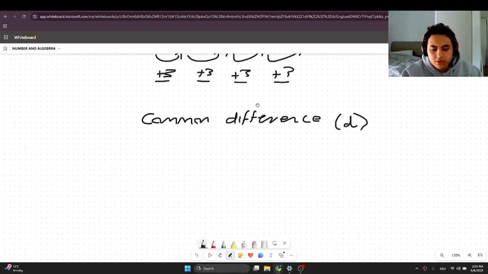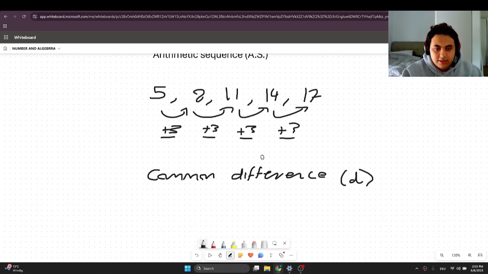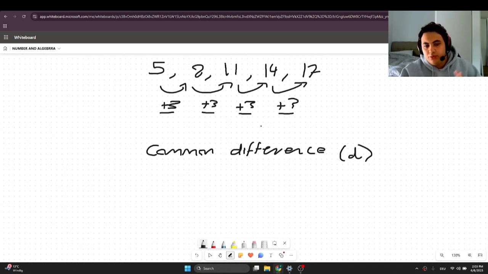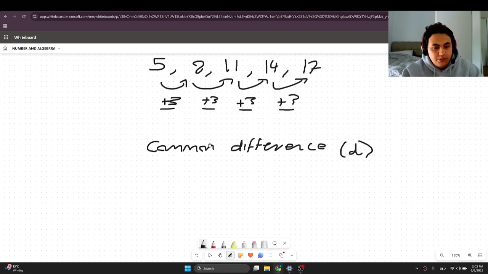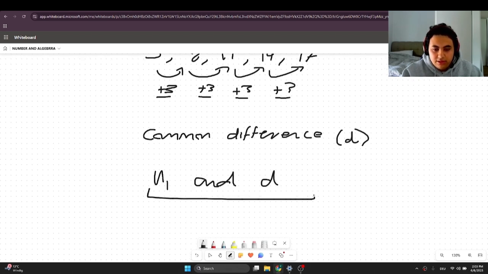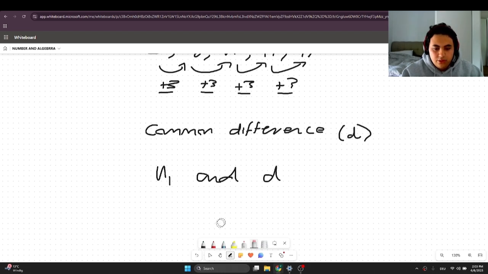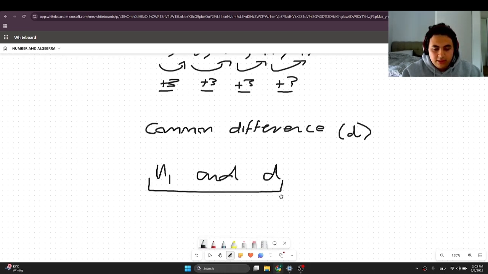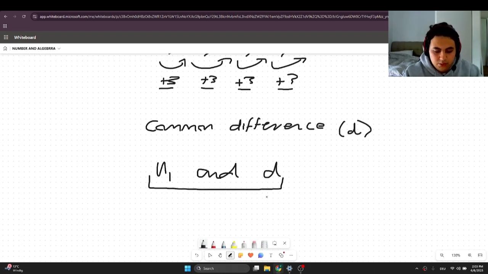Okay? So, in an arithmetic sequence, we always want to make sure that we know two things. You always want to know the first term u1, and you also need to know the common difference. If you know these two, you're good to go to solve for whatever other information the question is asking you to find.